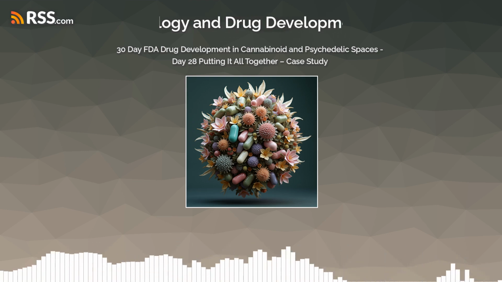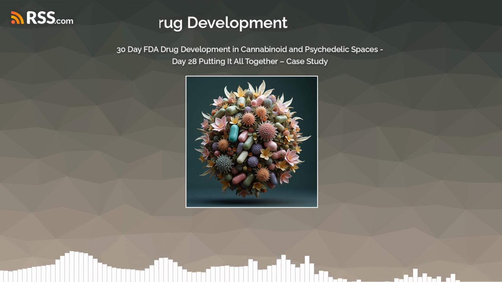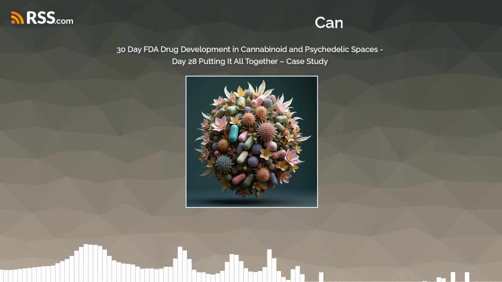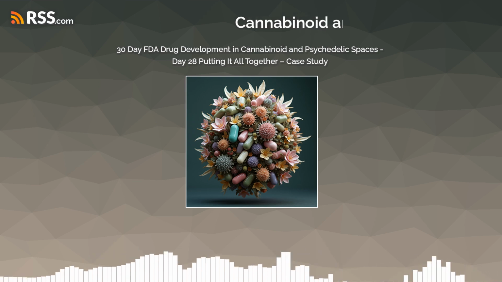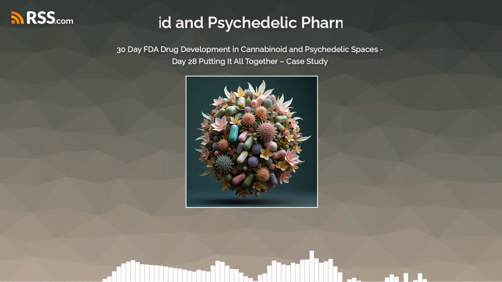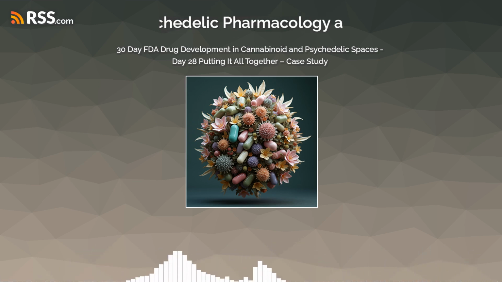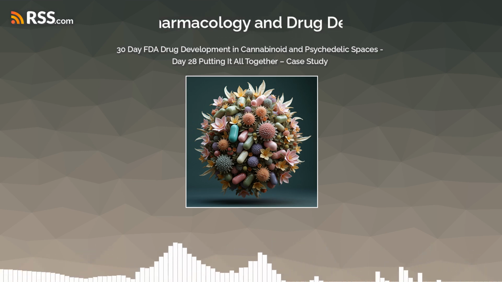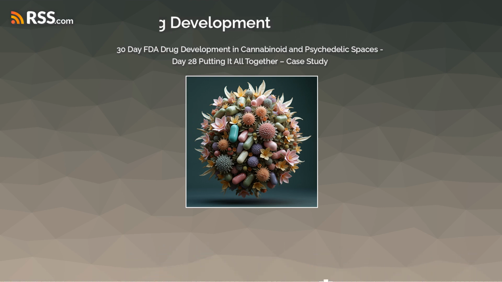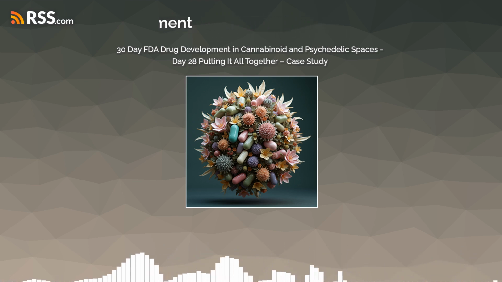Okay, so we've identified our CQAs, we've optimized our process with DOE, we've hunted down impurities, and we've validated our methods. Phew. It's been quite a journey. It has, but all of this meticulous work is essential for the grand finale, our FDA submission. This is where we compile all of our evidence to demonstrate that our psilocybin product is safe, effective, and consistently manufactured.